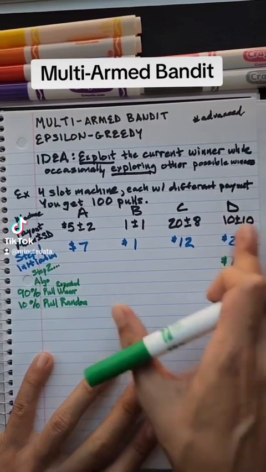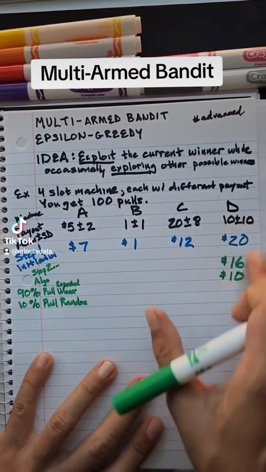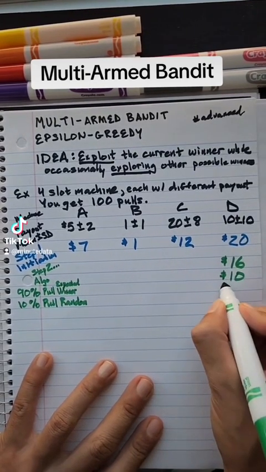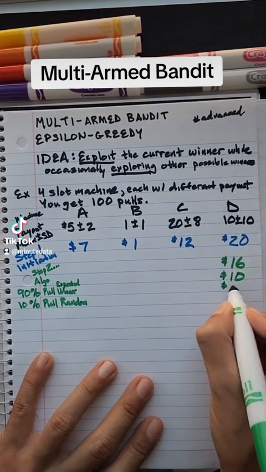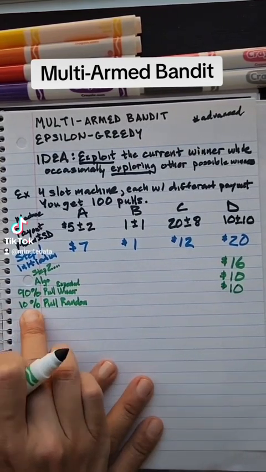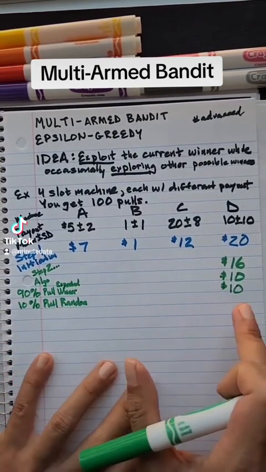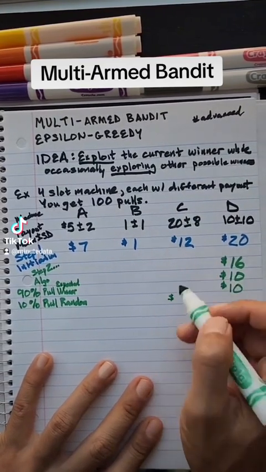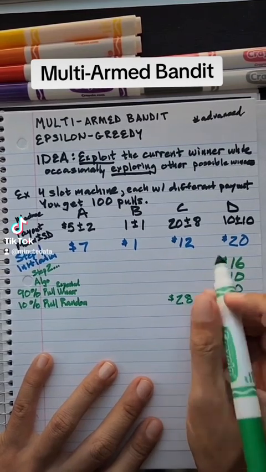Looking at the historical data, on average these 3 pulls do beat out the other options, so we pull option D again, and let's say we get $10 again. Back to our algorithm, by chance we now got the 10% pull at random, and it told us to go to slot C, and slot C gets us $28. We got super lucky that time.